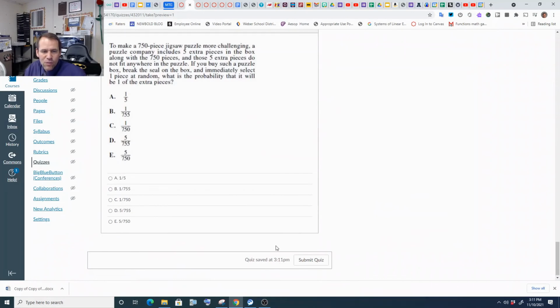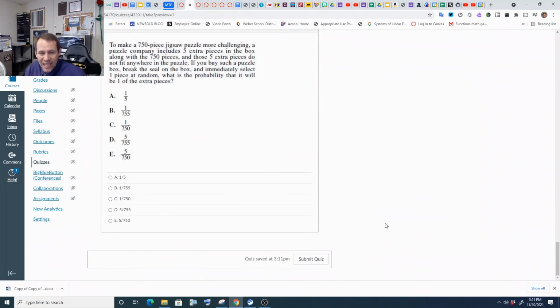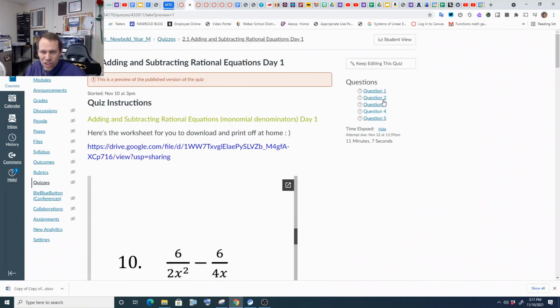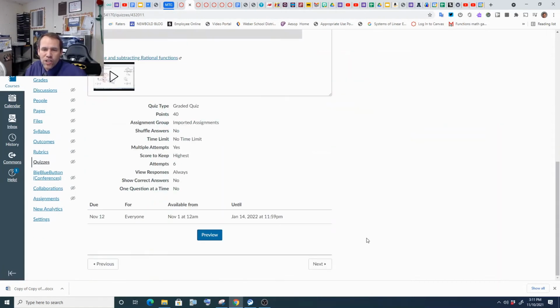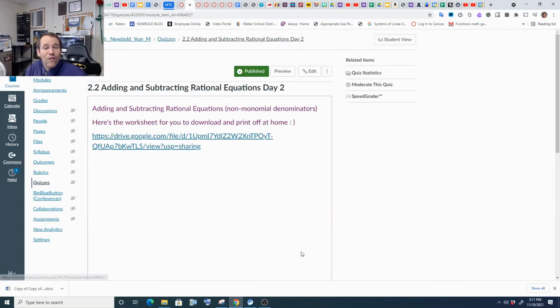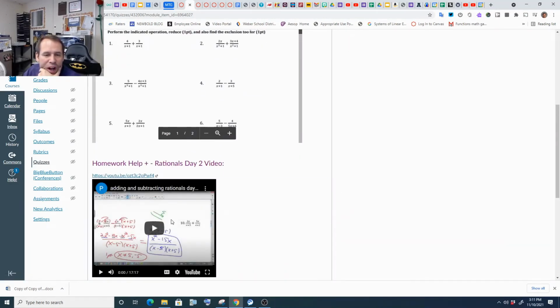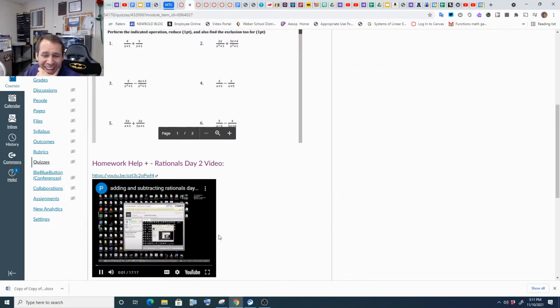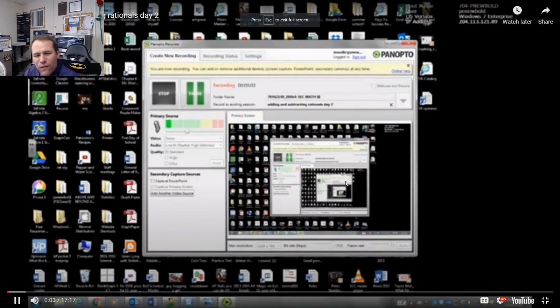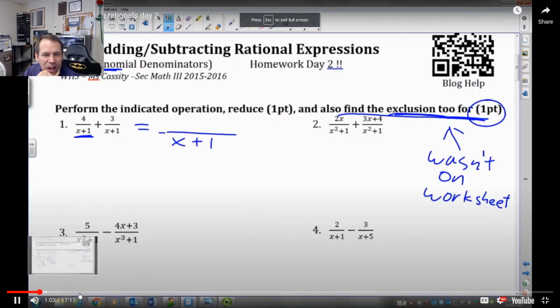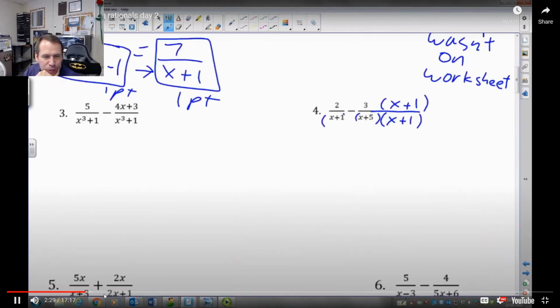So this week is adding and subtracting rational functions. Along with that, there's adding and subtracting rational functions day 2. Day 2 is not more difficult, but a bit more difficult. And then for number 4 plus, we do number 4 with you, and you've got to list the exclusions.